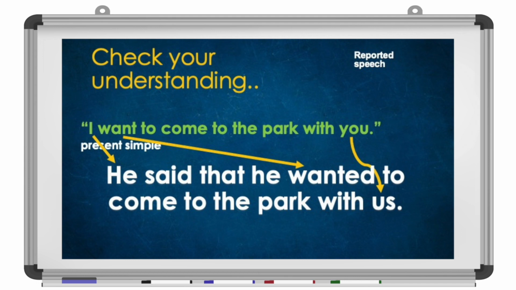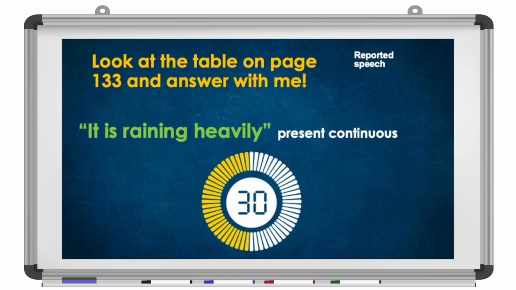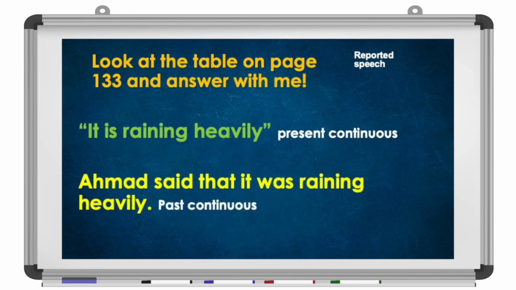Now, look at the table on page 133 and answer with me. It is raining heavily. The sentence is in the present continuous. Check your table. See the tense shift. The present continuous will turn into past continuous. Let's check the sentence. Ahmed said that it was raining heavily. Was and is. Raining and raining. So this sentence is in the past continuous.